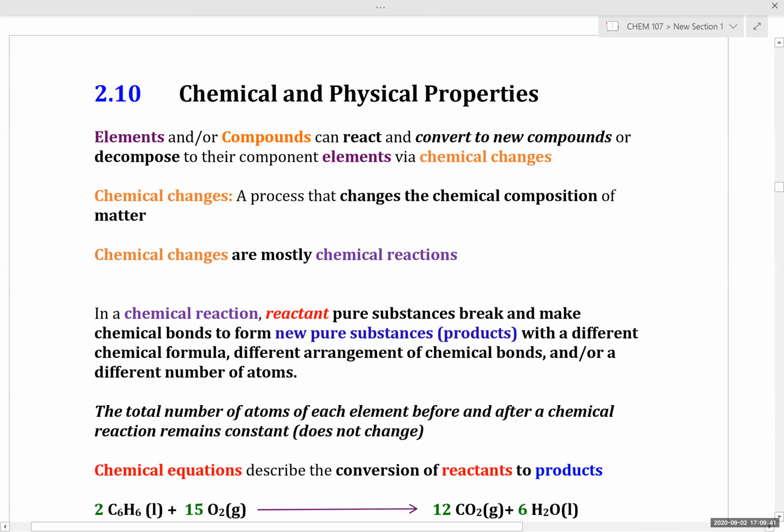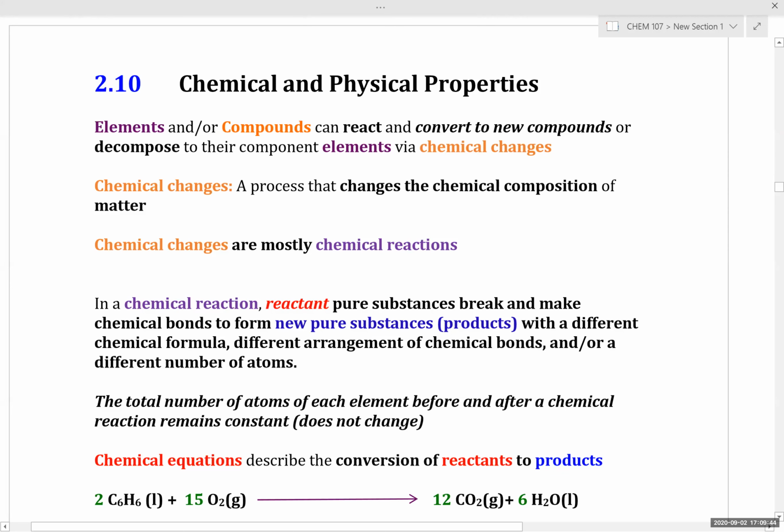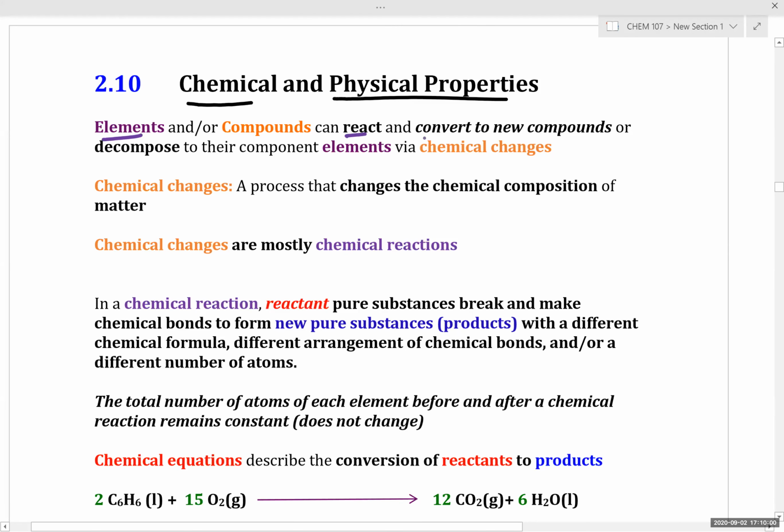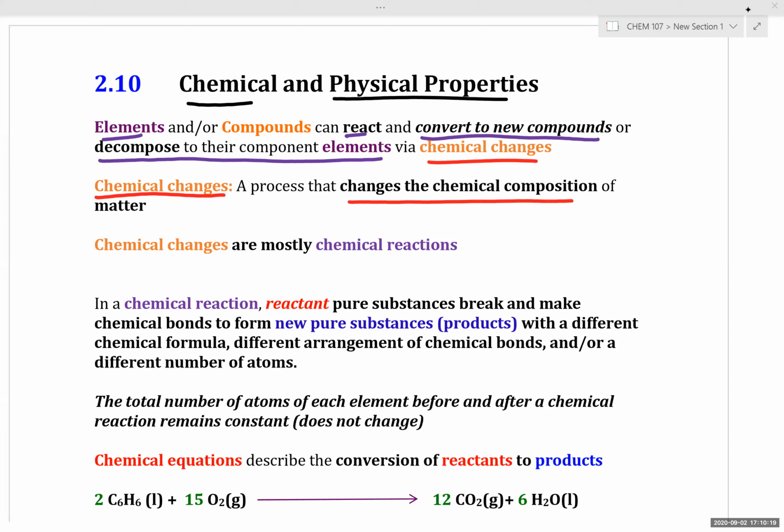Okay, so let's now talk about the next major idea with regards to classifying matter. We're now going to discuss chemical and physical properties. So elements and compounds can react and convert to new compounds, or they can decompose to their component elements via chemical changes. Now, what is a chemical change? It's a process that changes the chemical composition of matter.